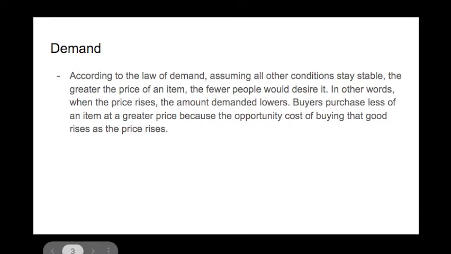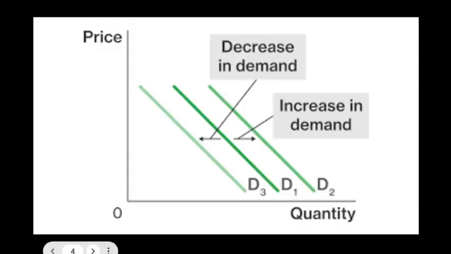So, according to the law of demand, assuming all other conditions stay stable, the greater the price of an item, the fewer people would desire it. In other words, when prices rise, the amount demanded lowers. Buyers purchase less of an item at a greater price because the opportunity cost of buying that good rises as the price rises.